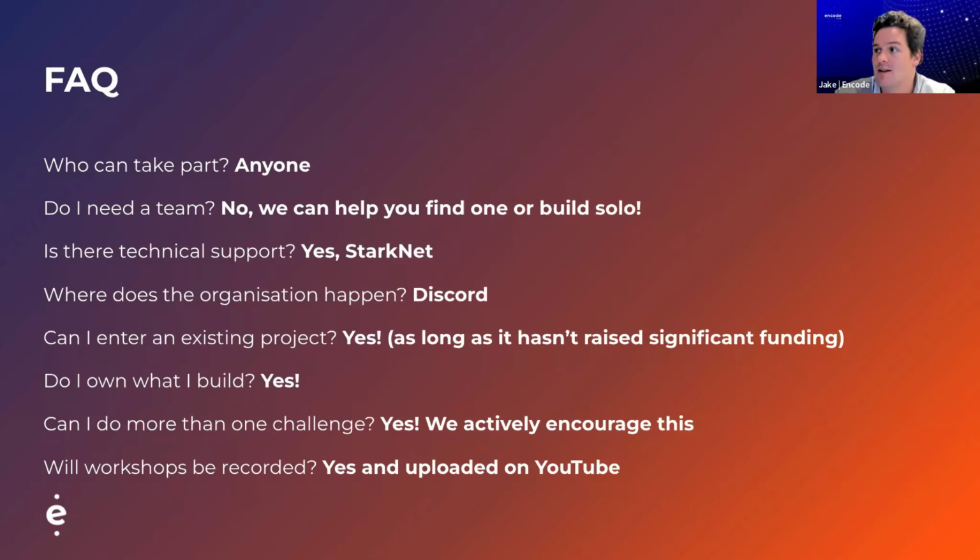Can I enter an existing project? Yes, you can, as long as it doesn't raise any significant funding. And if you've submitted to another hackathon, it'll be well worth making some adjustments to get it in line with the tracks available in this hackathon. Yes, you can also build on your own. There are a lot of solo hackers out there.